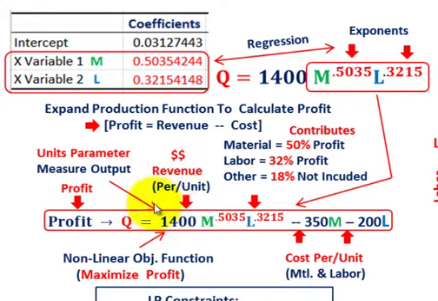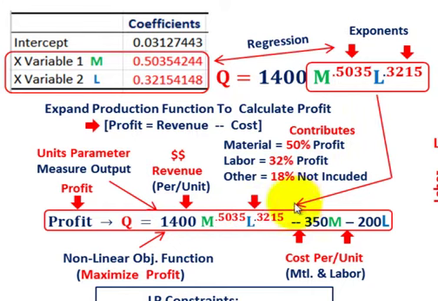So we've got a revenue on a per unit basis here in dollars, so that's what our profit has to come out in terms of dollars here. Again, remember the units parameter, the measure of our output, and you take that times whatever quantity of material you're going to have here, raised to the exponent of 5.035. That's what we calculated based on our data, and then you take that times L, the amount of labor, raised to its exponent here, 3215. So those come off our regression.